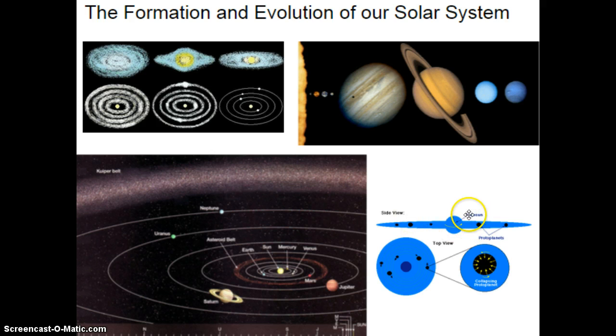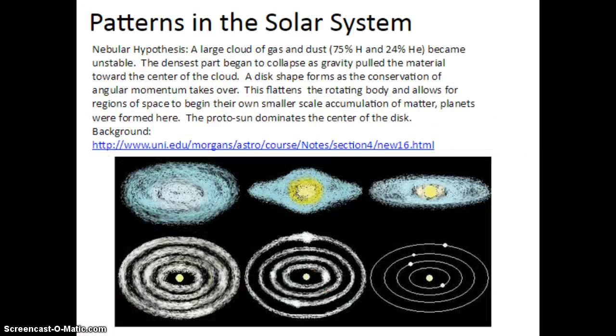In this case here, we've got the sun in a central location, and this disk shape is a structure that reflects conservation of angular momentum. So here I've got this nebular hypothesis, this cloud of gas and dust, 75% hydrogen, 24% helium. This became unstable, and the densest part began to collapse, and gravity pulled the material in toward the center, and then the disk shape formed.